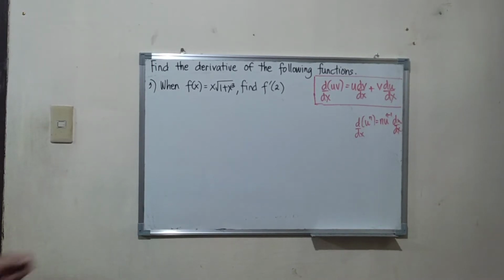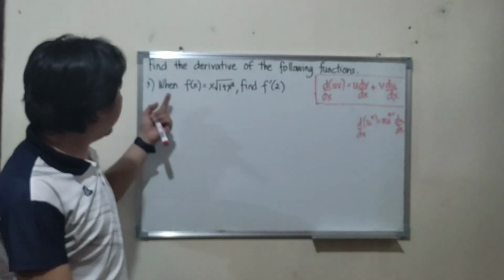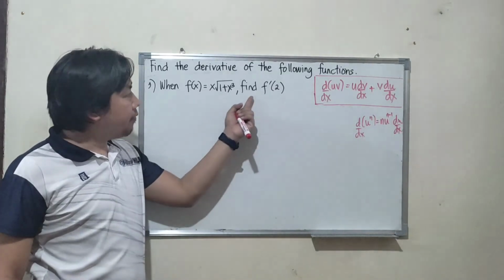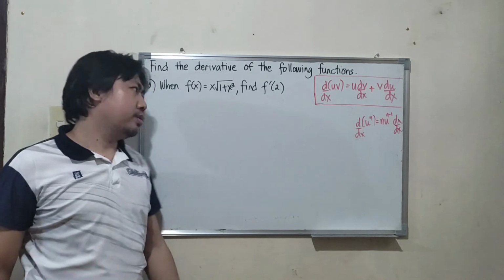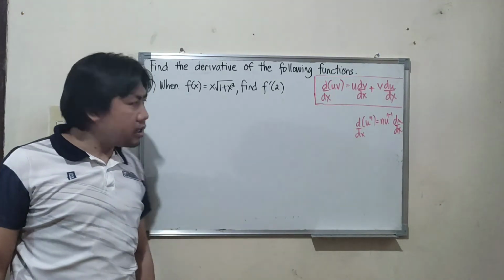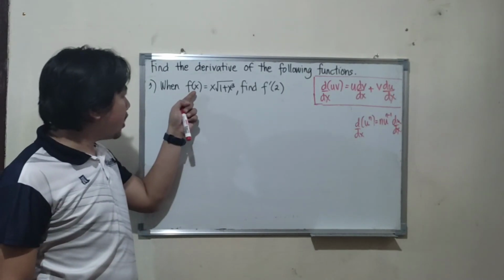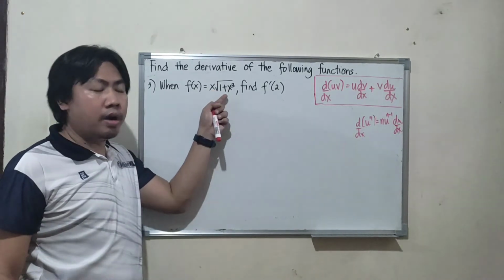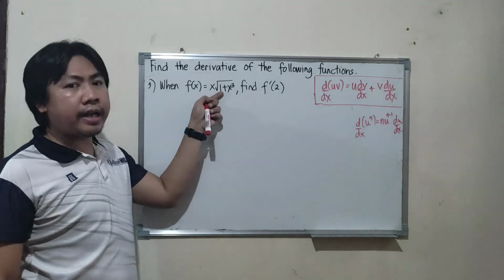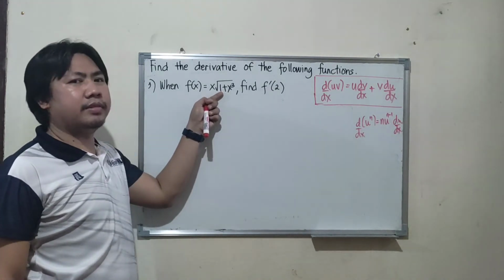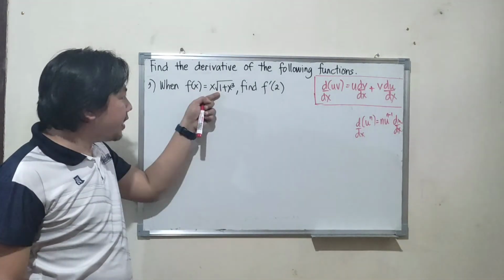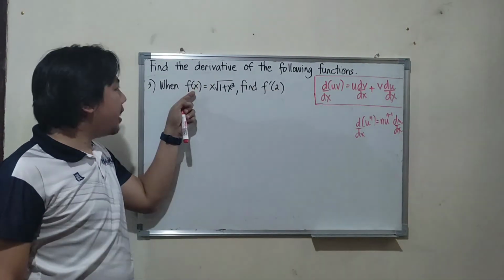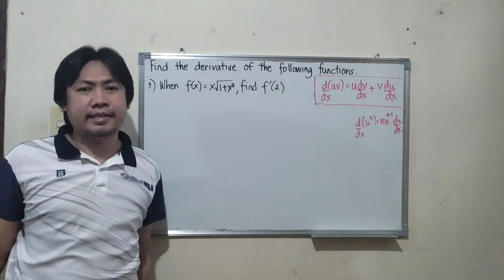Okay, so for our last example, we have when f of x equals x times square root of 1 plus x cubed, find f prime of 2. So f prime of 2, that means find the derivative of the function f of x equals x times square root of 1 plus x cubed. Find the derivative, then after finding the derivative, substitute 2 for every x in the derivative, f prime of x.